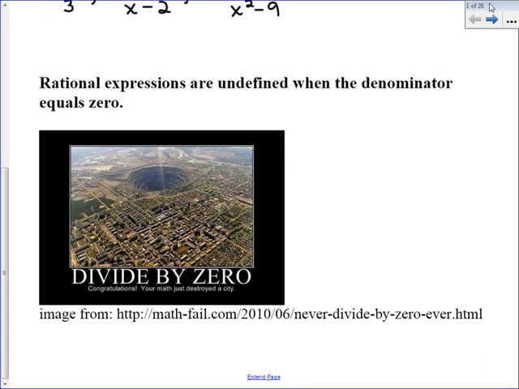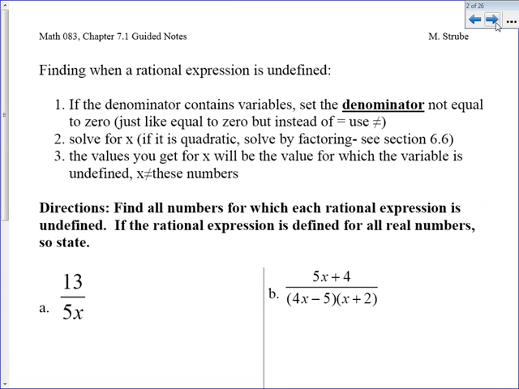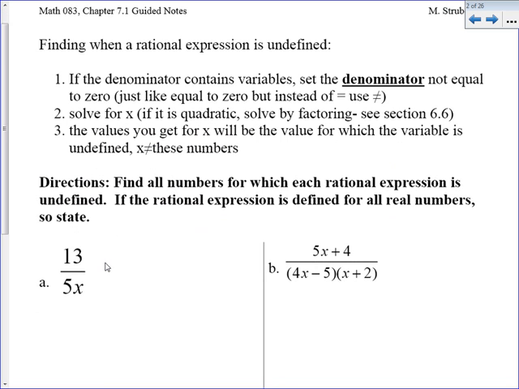What we're going to start with in problems in Chapter 7 is you need to tell me when a rational expression is undefined. Now this is actually like a watered down version of finding the domain. So what's going to be on your test is like the first question on your drill today. In the domain, you have to use an interval to find what x value you can't have and cut it out. In Chapter 7, the question is, find all numbers for which each rational expression is undefined. If it's defined for all real numbers, so state.